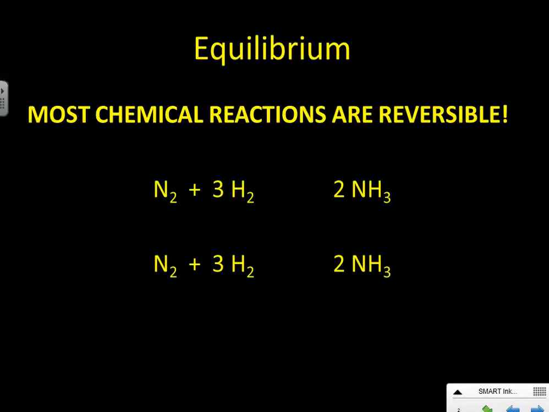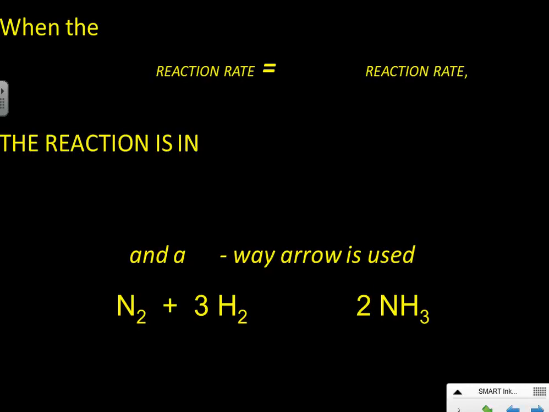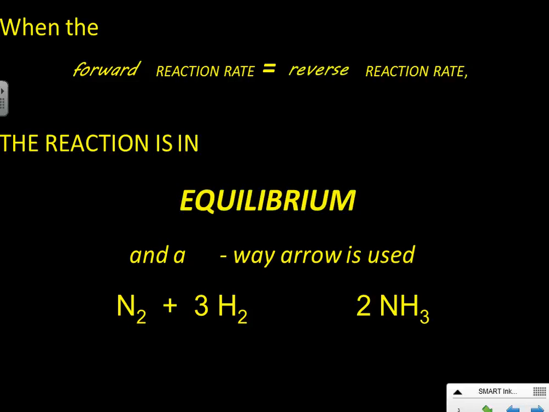So what we have just seen is that a reaction that is at equilibrium has to be a reaction that is reversible, meaning that if you have a reaction with nitrogen and hydrogen forming ammonia, at the same time in the same reaction vessel, you will have ammonia breaking down into nitrogen and hydrogen. And so according to the video, when the forward reaction rate is equal to the reverse reaction rate, the reaction is said to be in equilibrium. A two-way arrow is used, something like this.